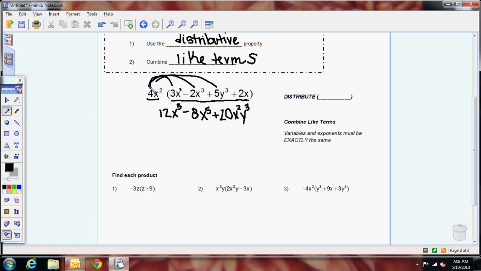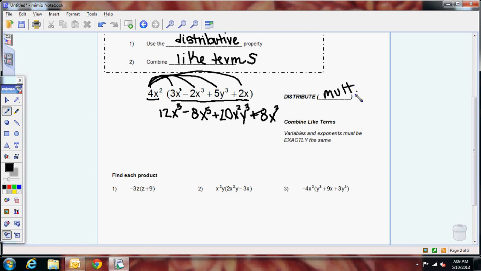And then we have 4 times our last term, which would be 2x. So it's going to be positive 8. And then we have x squared, x to the first. So that's going to give us x to the third if we add those. So remember, when you're distributing, we're multiplying those coefficients.